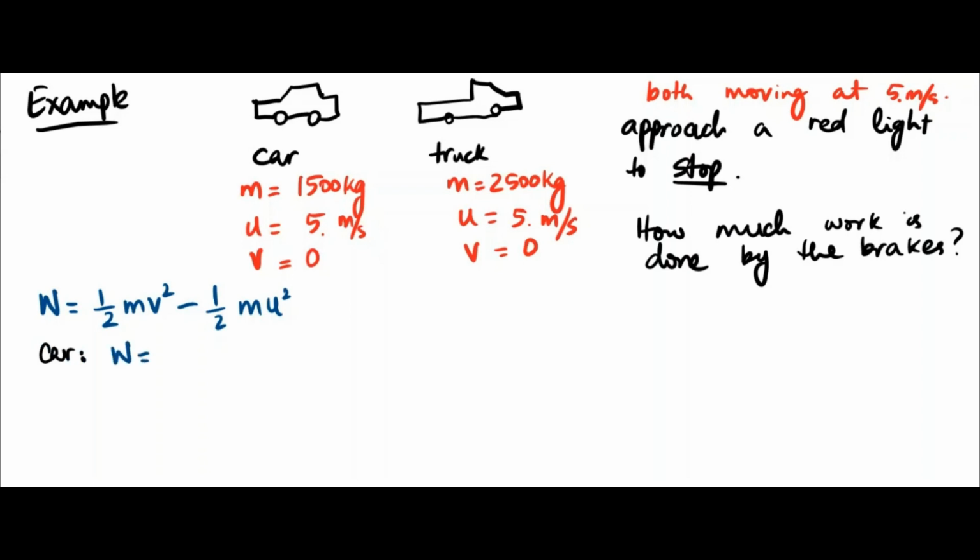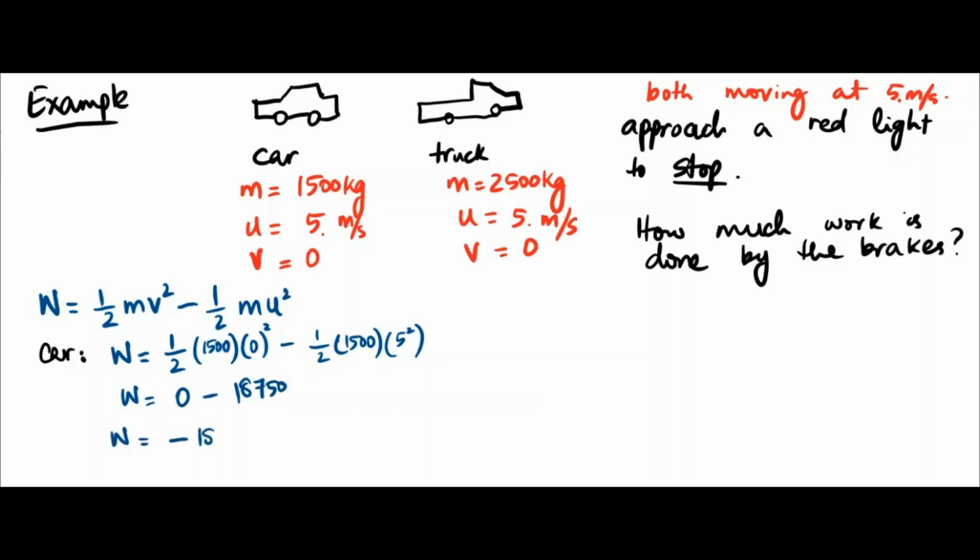If I plug in all the numbers, mass is 1500 and then final velocity is 0. Initial velocity is 5 meters per second, so I'm going to square the 5. So the work done by the brake system of the car is going to be equal to... I'm going to solve these numbers in the calculator, and my final answer is coming out as negative 18,750 joules.